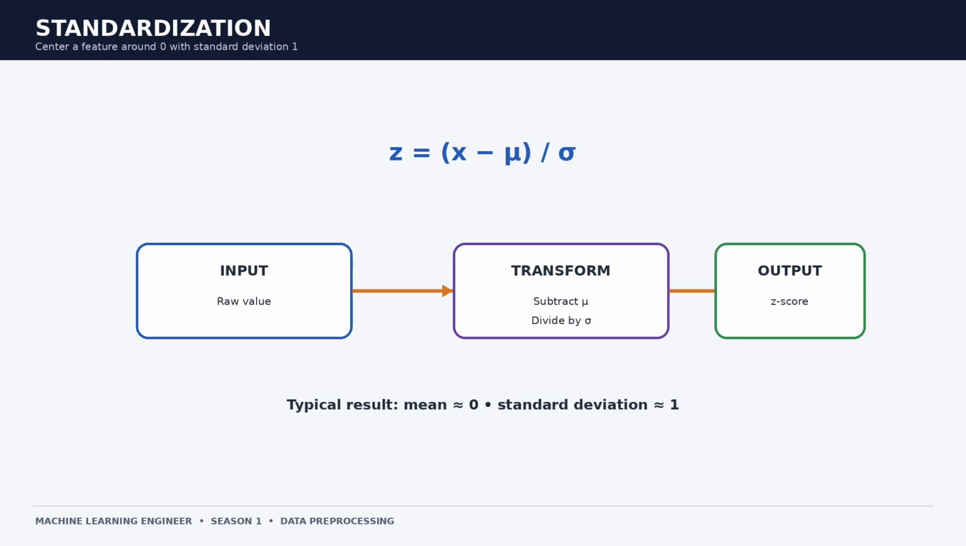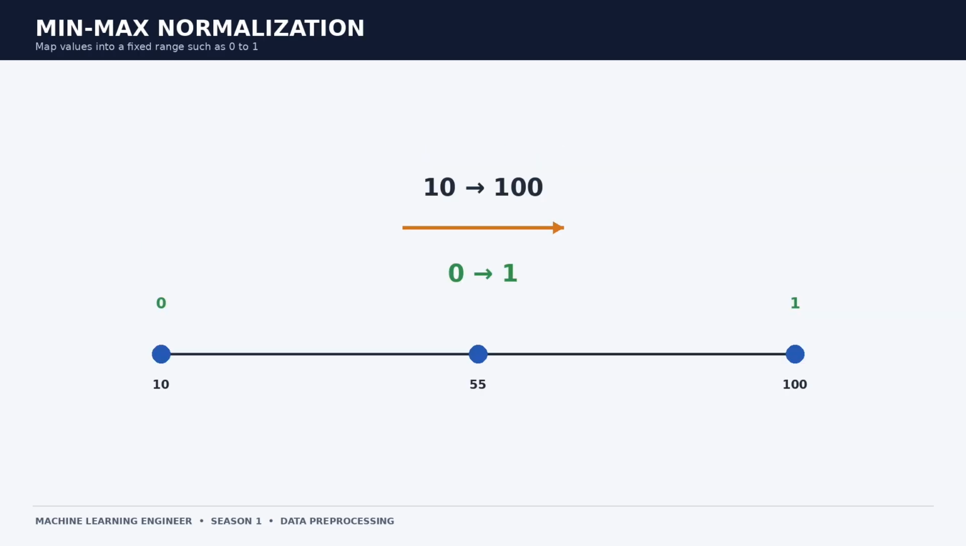The formula is x minus the mean, divided by the standard deviation. You don't need to memorize this formula immediately. What's important is understanding what the transformation is doing. Another technique is min-max normalization. It typically maps values into a fixed range, often 0 to 1. Again, whether you need this depends on the algorithm and the problem.